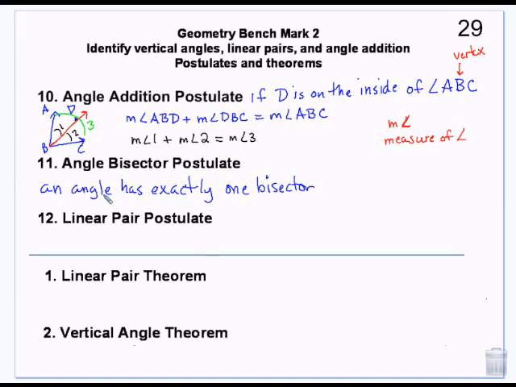And then the linear pair postulate says that two angles that form a linear pair, linear has an I and an R, are supplementary.